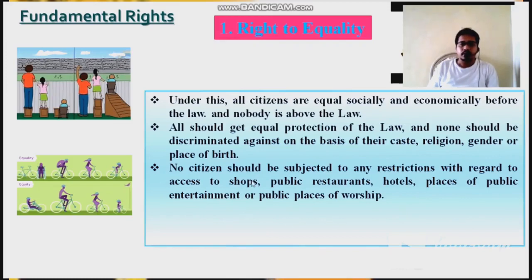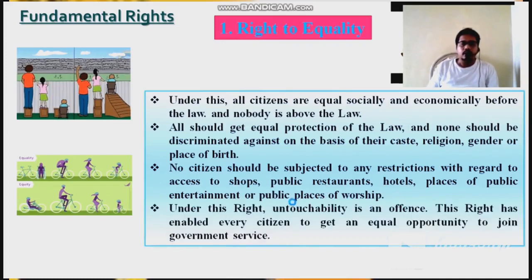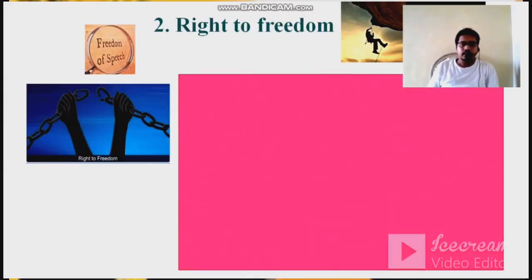It means no citizens are restricted from these places. Anybody can enter these places, whether it is shops, public restaurants, hotels, places of public entertainment or places of worship. And the last one, under this right, untouchability is an offense. We cannot consider anybody as untouchable on the basis of his religion, his birthplace or his skin color. This right has enabled every citizen to get an equal opportunity. If we consider anybody as untouchable, that will be considered an offense. This is the first right.